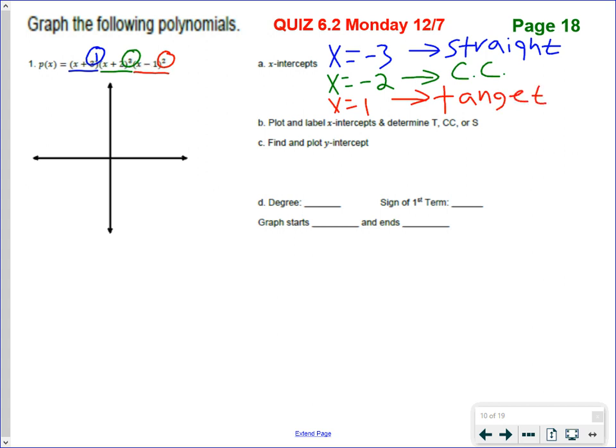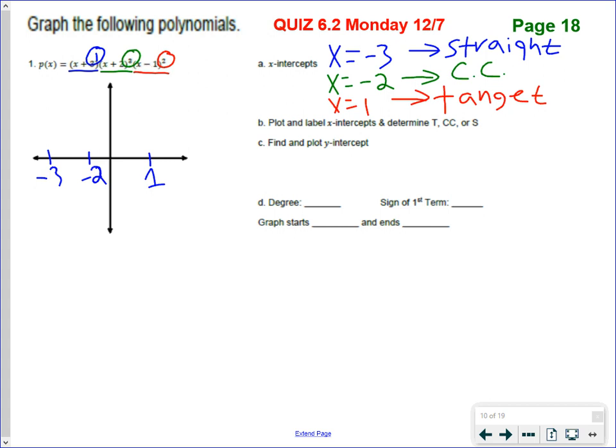So what we're going to do now is graph the x-intercepts at x equals -3, x equals -2, and x equals 1. That is all of our x-intercepts. So we have our x-intercepts, and we know how the graph will react at those points. Now we need to know what our y-intercept is.